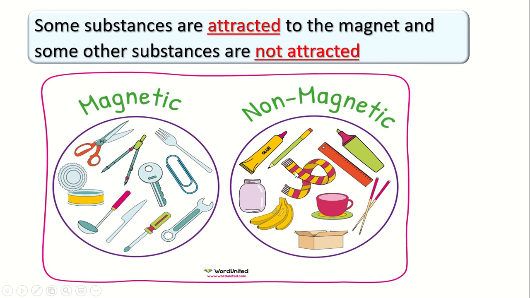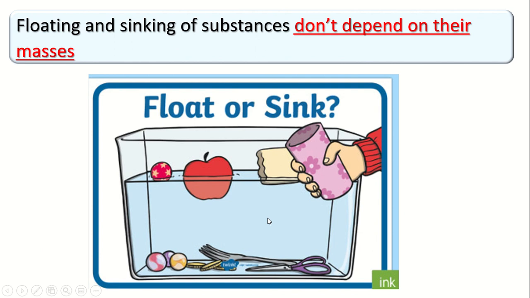Okay, anything made of wood, glass, cardboard, paper, wood, all of that is not attracted to the magnet. So we have substances attracted to the magnet and substances not attracted to the magnet. Okay, we also have some substances that can float on the surface of the water and some substances that can sink to the bottom of the water.